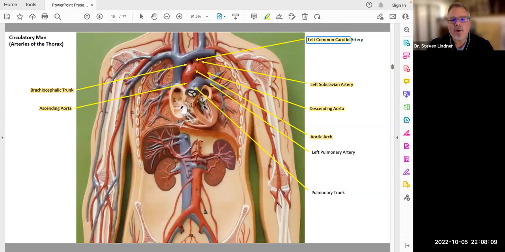Now, coming off of the heart here, we see this is the right ventricle. When the right ventricle contracts, it pushes blood through the pulmonary semilunar valve into the pulmonary trunk. The pulmonary trunk leads into the left pulmonary artery and into the right pulmonary artery. You can see a little bit right there.